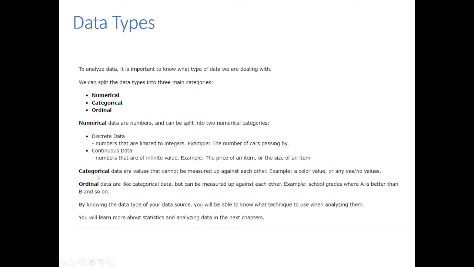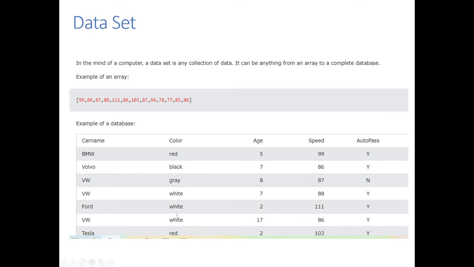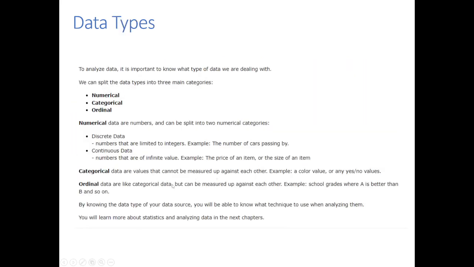Categorical data are values that cannot be measured up against each other. For example, color or yes or no value. Just like in this case, the color here is an example of categorical data, and also this one. Ordinal data are like categorical data but can be measured up against each other. For example, school grades. A is better than B, so we can compare which is higher or which is lower, although they are not numbers, unlike in categorical data.